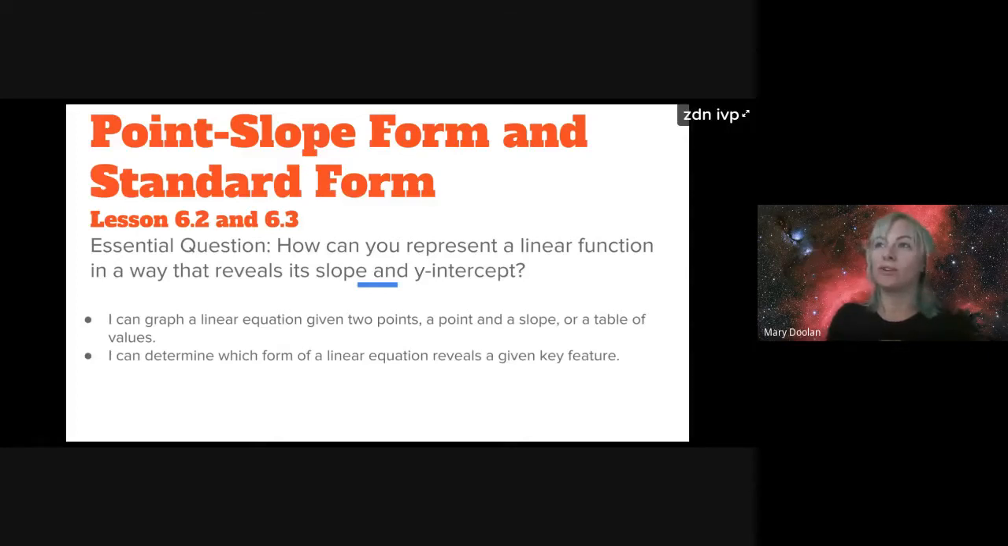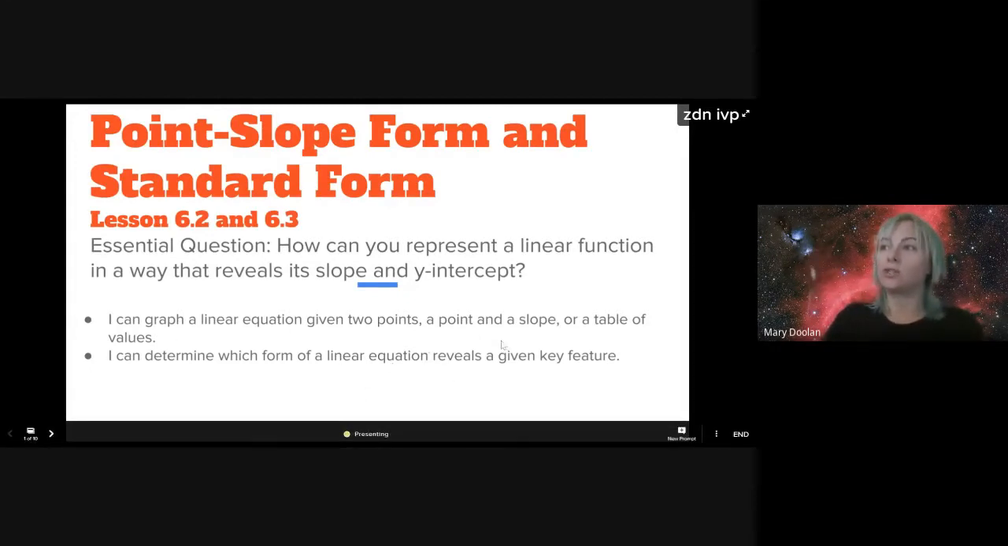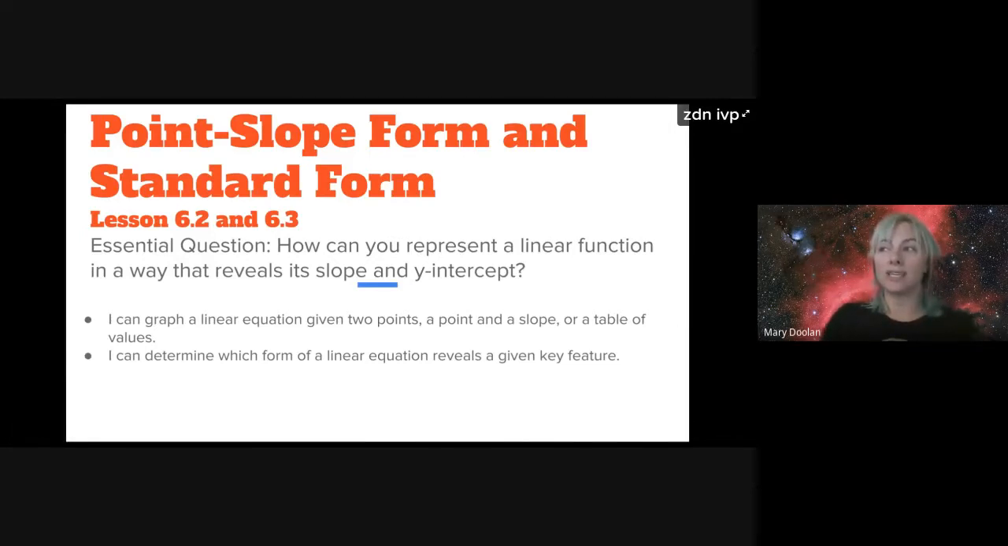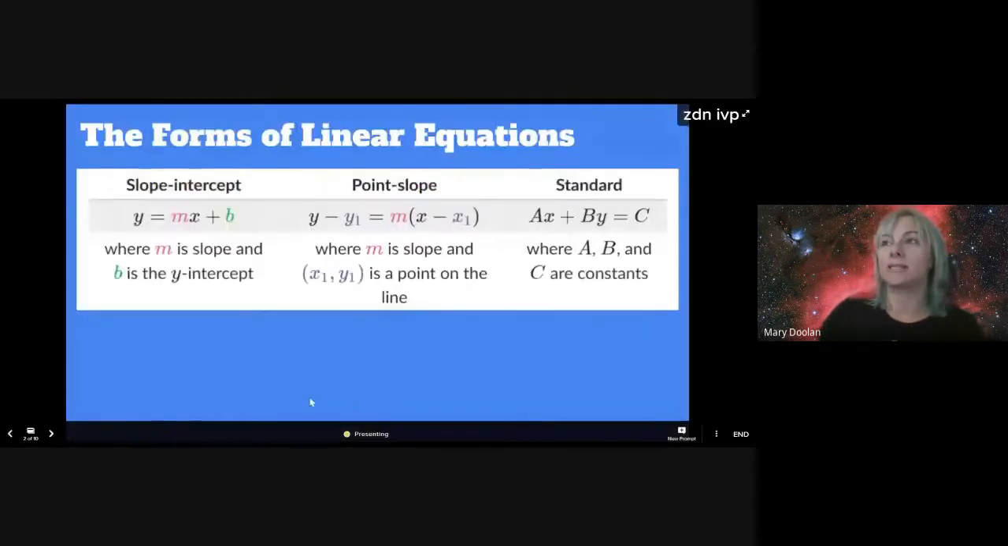Your EQ: How can you represent a linear function in a way that reveals its slope and y-intercept? So we are combining 2 lessons together into one from your textbook, 6.2 and 6.3. It says, I can graph a linear equation given 2 points, a point and a slope, or a table of values. I can determine which form of a linear equation reveals a given key feature. So these are the kind of things we're going to be doing today in this lesson.